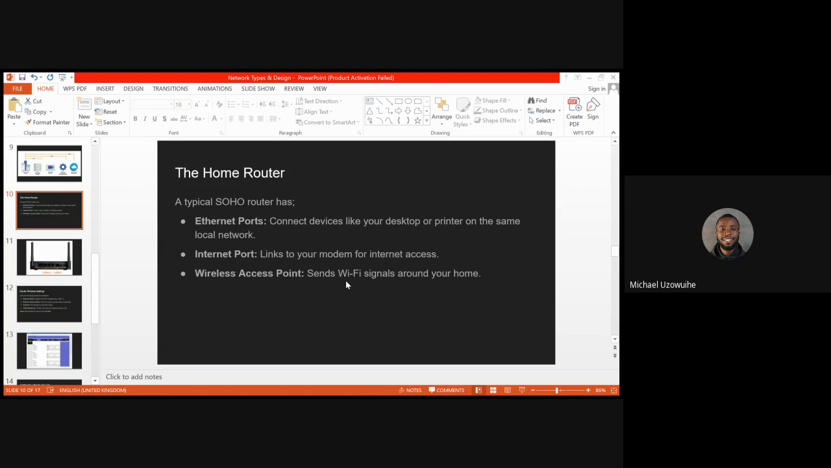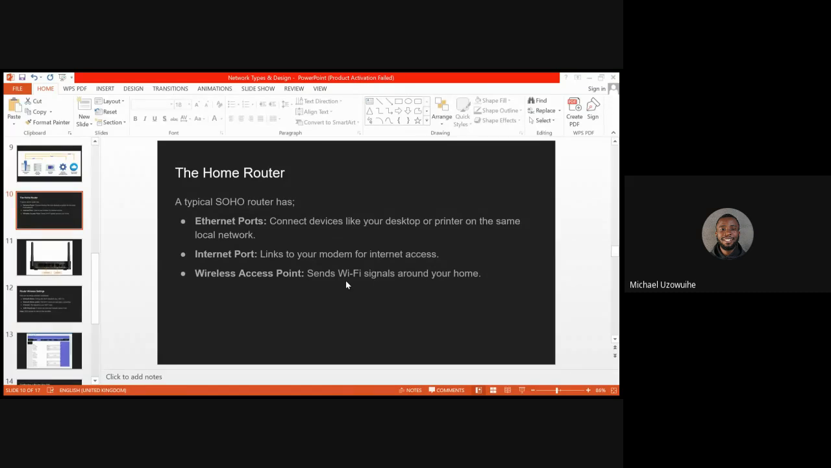While it connects your local network to the internet, it connects to the network. The internet port is the access the router has to the internet, and the Ethernet port is the access your router has to your local devices.